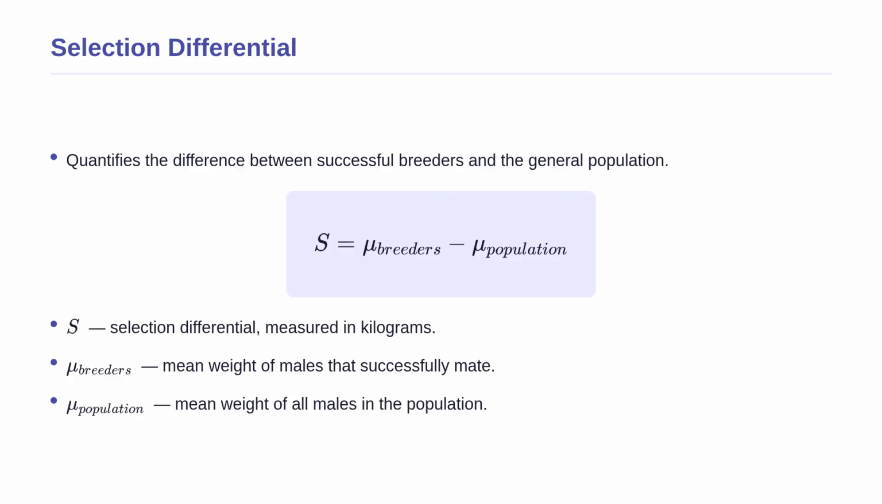By subtracting the population average from the breeder average, we see exactly how much the mating males differ from the average male. A large positive number means strong pressure for larger size.